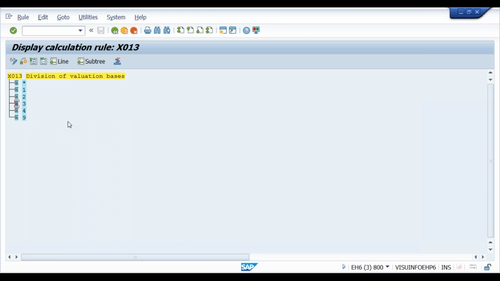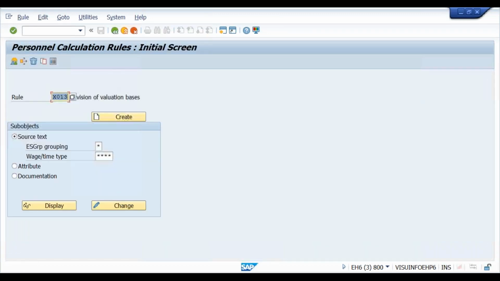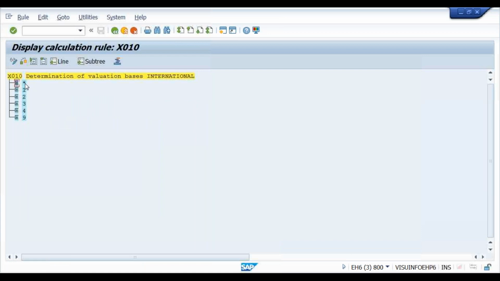In every country, not just in India, when the waste type is imported to the ID table, it is imported with its employee subgroup grouping for PCR in WPBP. That determines what logic is applicable to that waste type. Clear? If that waste type has a star, it goes here. If it has a 1 as the employee subgroup grouping for PCR, it goes here. If it has a 3, it goes here. Look at one more rule, X010. Here also we have star, 1, 2, 3.